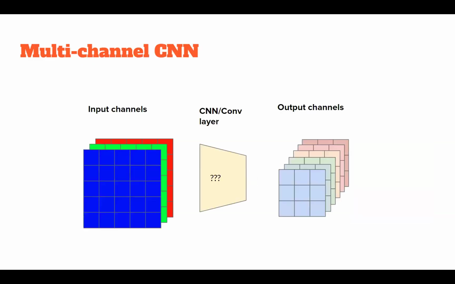So, multi-channel CNNs. That's what many of you will be using, because for homework 2P2 you are using RGB images. So we have input channels of 3, which you put into your CNN layers, your CNN architecture, and then you get out channels based on how many output channels you set for your network.